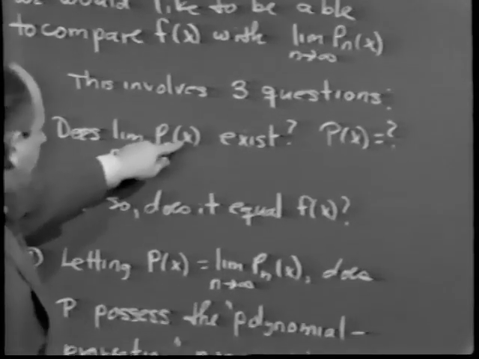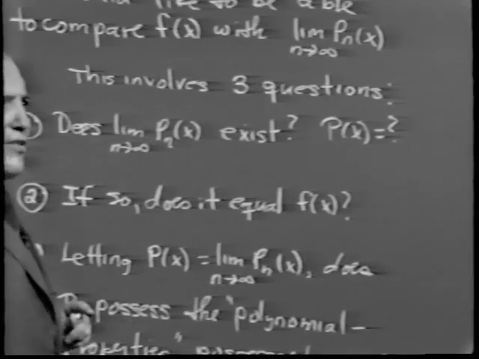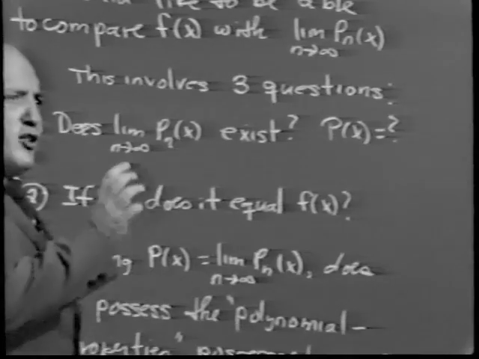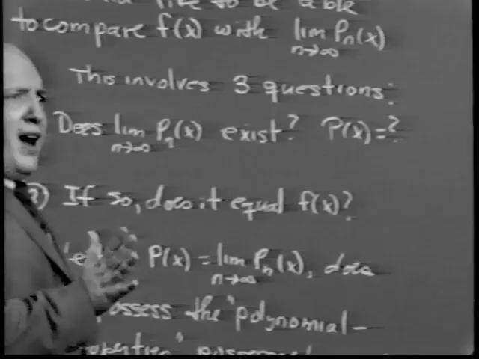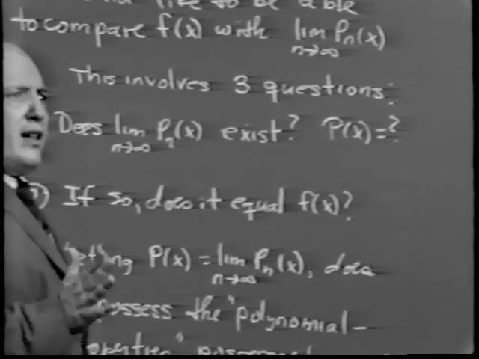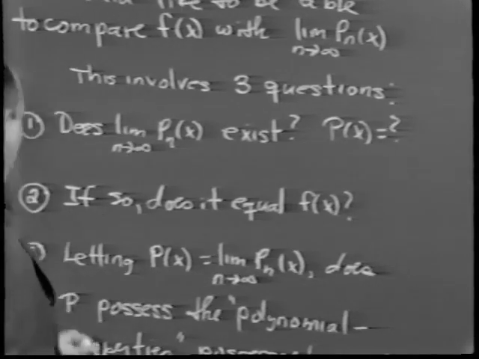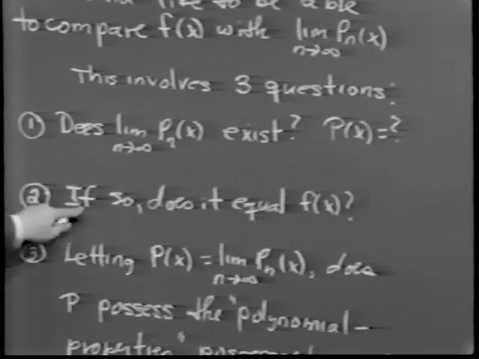Secondly, suppose the limit does exist. How do we know it's going to equal the given function f of x, which it is trying to approximate? In other words, how do we know that we don't get an approximation which is nice near the point of contact, but then no matter how far out we go, beyond the point of contact, the approximation doesn't become sufficiently good?